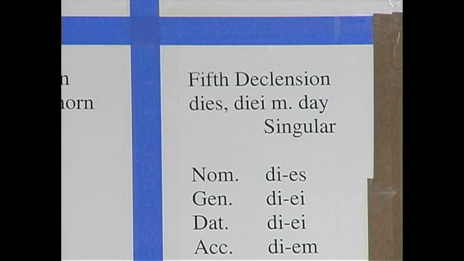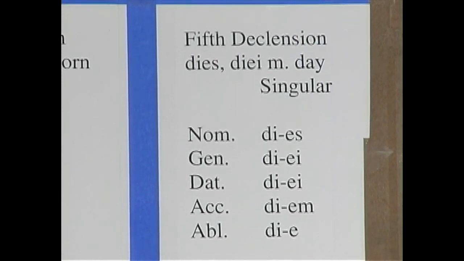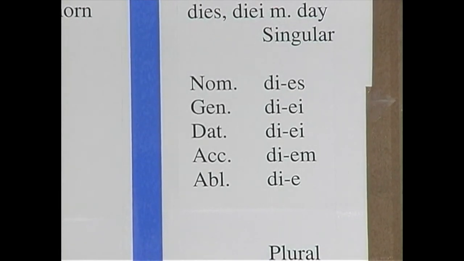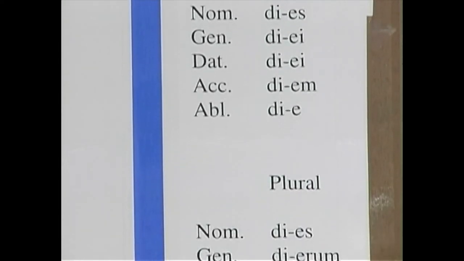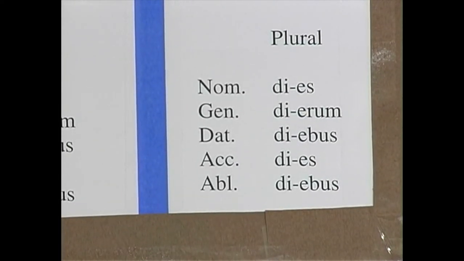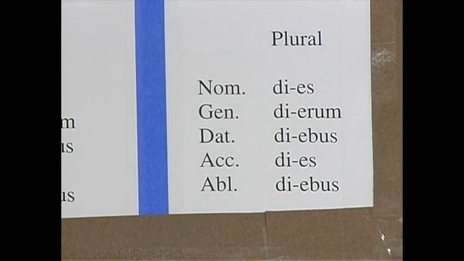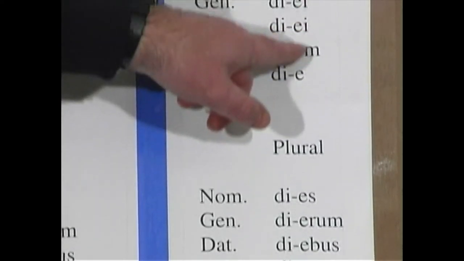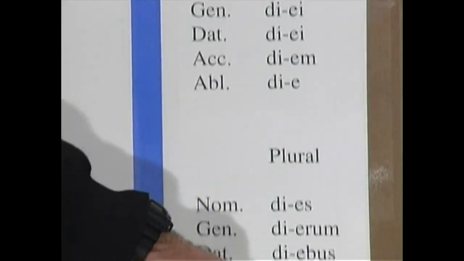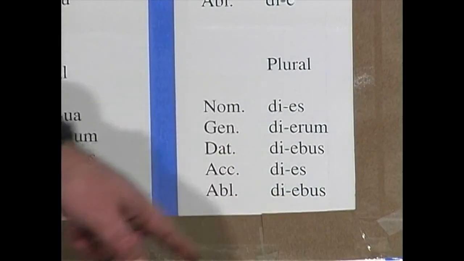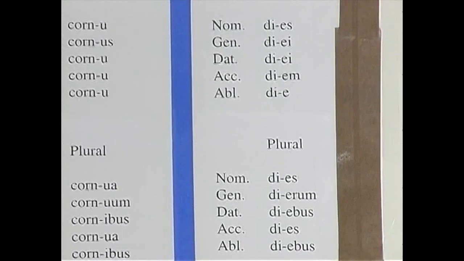The formation of this declension is as follows. Dies, diei, diei, diem, die. Plural: dies, dierum, diebus, dies, diebus. Notice there's an e that persists throughout the declension. That's the characteristic vowel, just like u for the fourth declension.